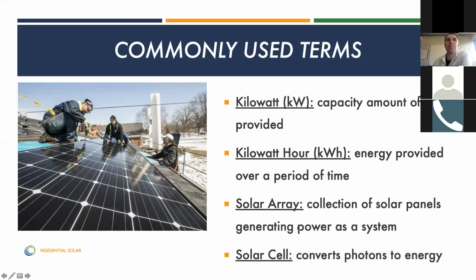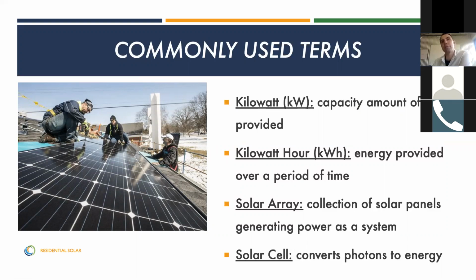So one of the main words that we discuss a lot is kilowatt. You can think of that as sort of a capacity factor. A kilowatt is the amount of energy that can be provided in a solar system. So when we talk about kilowatts, we're typically talking about the size. So a house might need a 5 kilowatt array or a 10 kilowatt array or something like that.